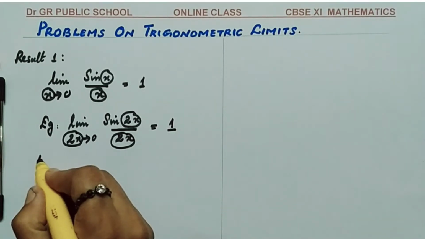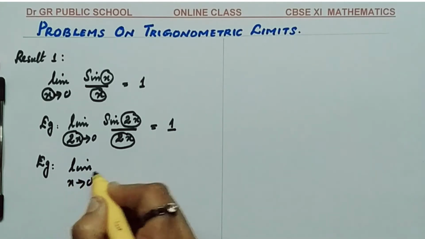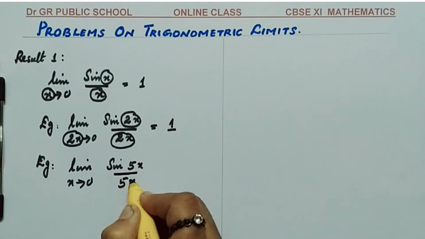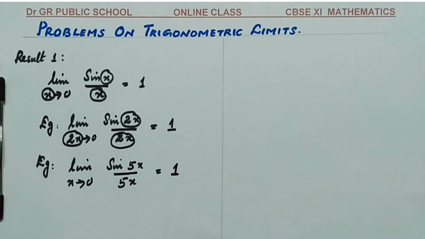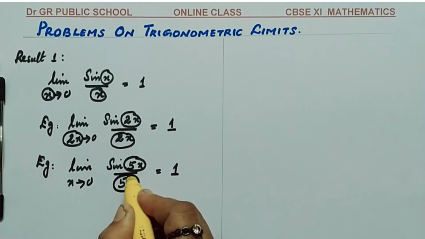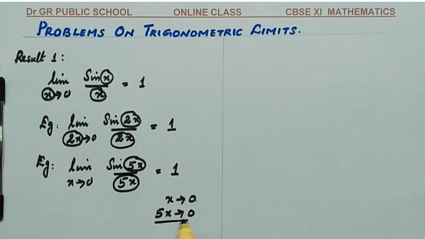But if your question is like this, limit x tends to 0, sin 5x divided by 5x, then also you can write the result as 1. Even though x tends to 0, what happens? When x tends to 0, 5 into x tends to 5 into 0, that is 0 itself. So x tends to 0 is equivalent to 5x tends to 0.